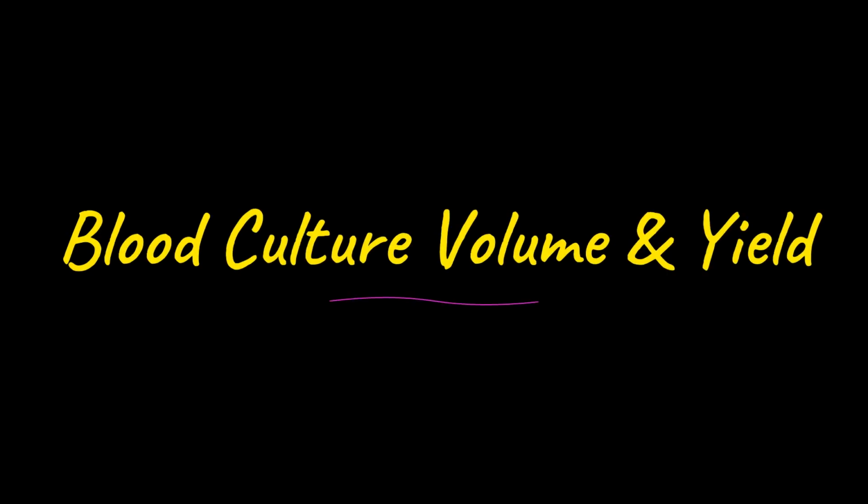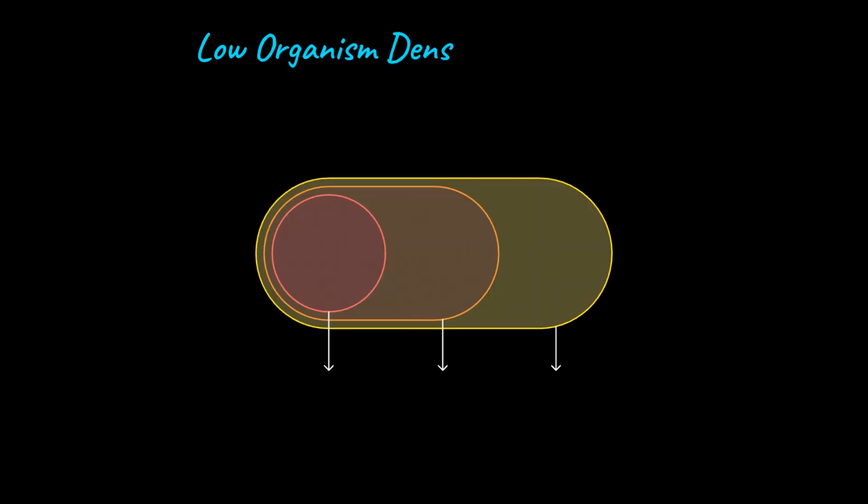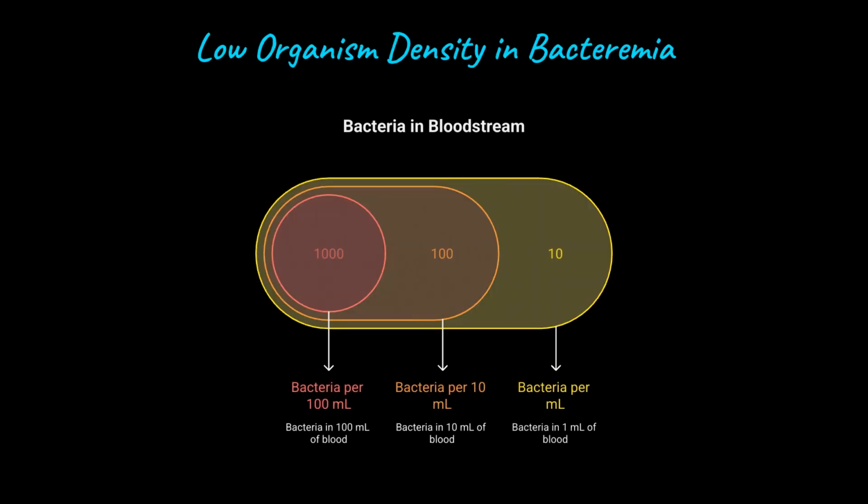Blood culture sensitivity is directly tied to how much blood you draw. Understanding why volume matters so much starts with the biology of bacteremia itself. In true bacteremia, organism density is remarkably low, often fewer than 10 bacteria per milliliter, sometimes less than 1. Drawing more blood simply increases the probability that at least one viable organism ends up in the bottle where it can grow and be detected.